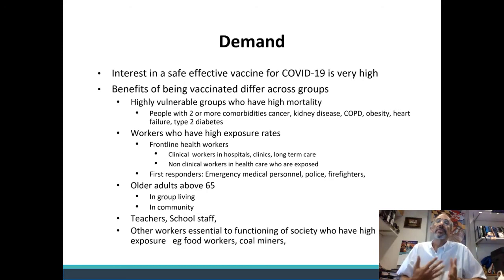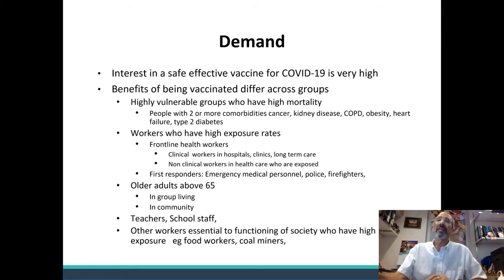Moving down the level, school teachers, school staff, people in daycare seem to have a high risk of being exposed. And there are many other workers who don't have a super high risk of exposure or a super high mortality rate, but there are people who are essential for society to function. People who work in the food industry to grow our food and move it to us. People who supply energy to us, working in mines and in extractive industries to keep the economies running. They are often in settings where they need to be healthy and protected.